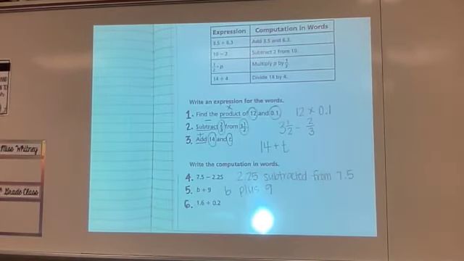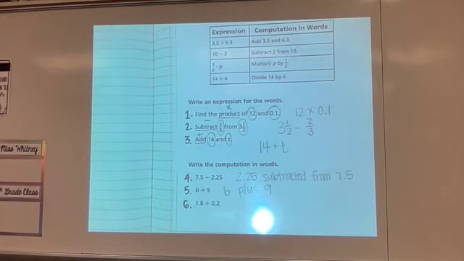Now remember, there's other ways that I could have written it. I could have put like added to, so I might say 9 added to B, or B added to 9. Or sum is a keyword for addition, so I could have said find the sum of B and 9. Lots of ways you can write it. You just have to make sure that you choose the right keywords to do so.